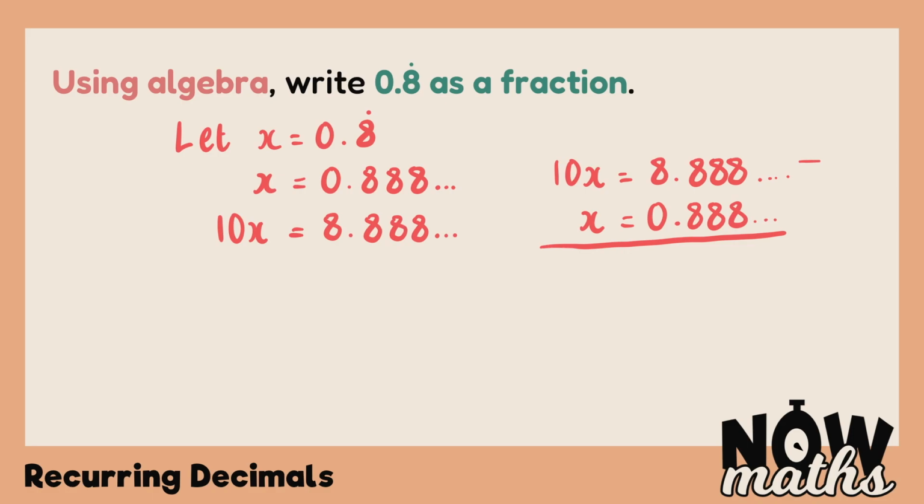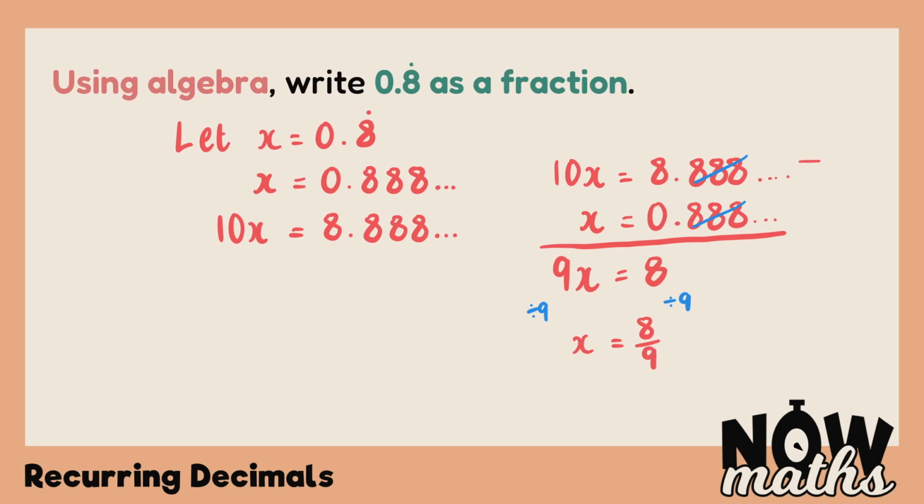And then when we work out 10x subtract 1x, we get 9x. And then we're going to subtract 0.8 recurring from 8.8 recurring. Similar to last time, the 0.8 recurring part cancels, and we are just left with 8. Now if we have 9x equals 8, to solve this, we're going to divide by 9. And when we divide 8 by 9, we're going to get 8 over 9, or 8/9.